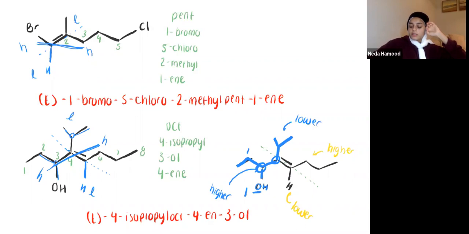So then technically we split the compound down the center like this, and then we compare between this one and this one, and we compare this one and this one. So if we have our higher priority groups on opposite sides and our lower priority groups on opposite sides, it doesn't look like this.